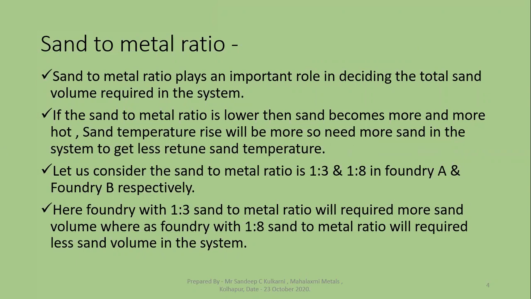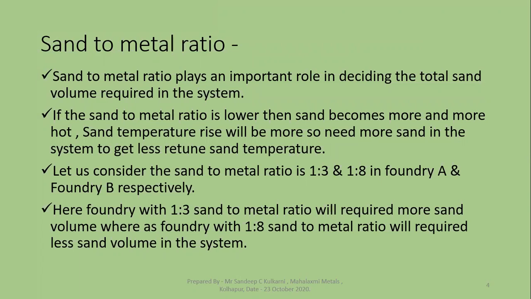Sand to metal ratio plays an important role in deciding the total sand volume required in the system. If the sand to metal ratio is on the lower side, sand becomes more and more hot and the sand temperature rise will be more, so you need more sand in the system to get a lower return sand temperature. So if the sand to metal ratio is on the lower side, your sand will become more and more hot and so more sand will be required in the system.